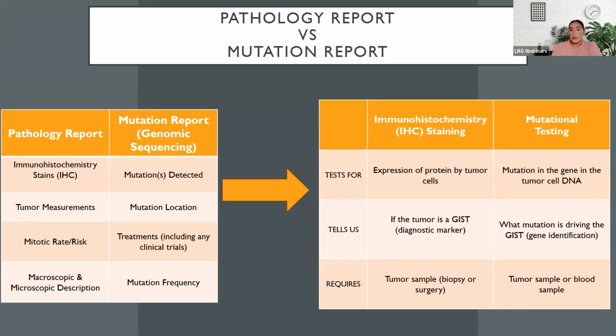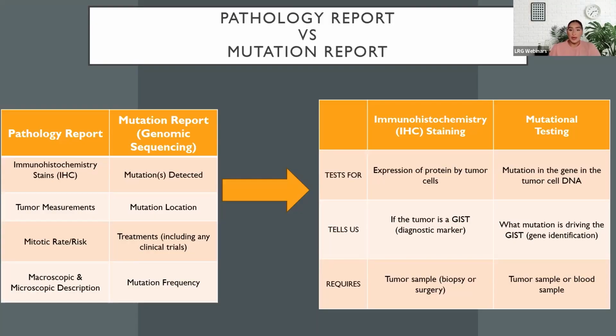So in the previous slide, we spoke about the timeline, and one of the most important, if not the most important point in a GIST timeline is the tumor analysis and staging. Those items will be found in the pathology report and mutation report. So what's the difference and why do we need both reports?